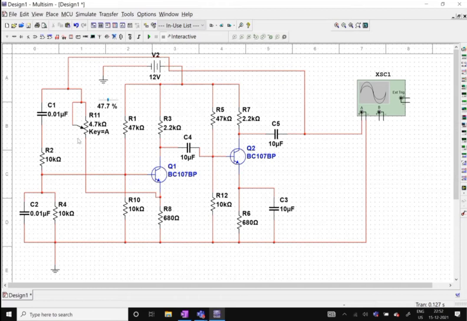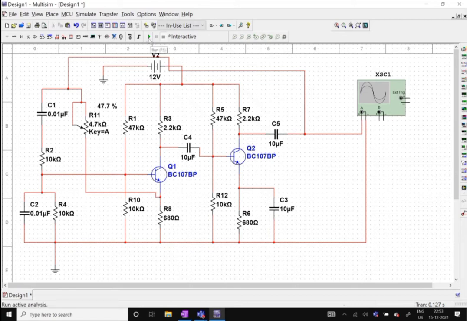In this experiment, by changing this potentiometer value in successive steps, observe the output waveform. If you get a pure sine wave, then find out the time period and the frequency of the waveform. Compare this theoretical value with the practical value. Now we will see how to simulate this circuit.